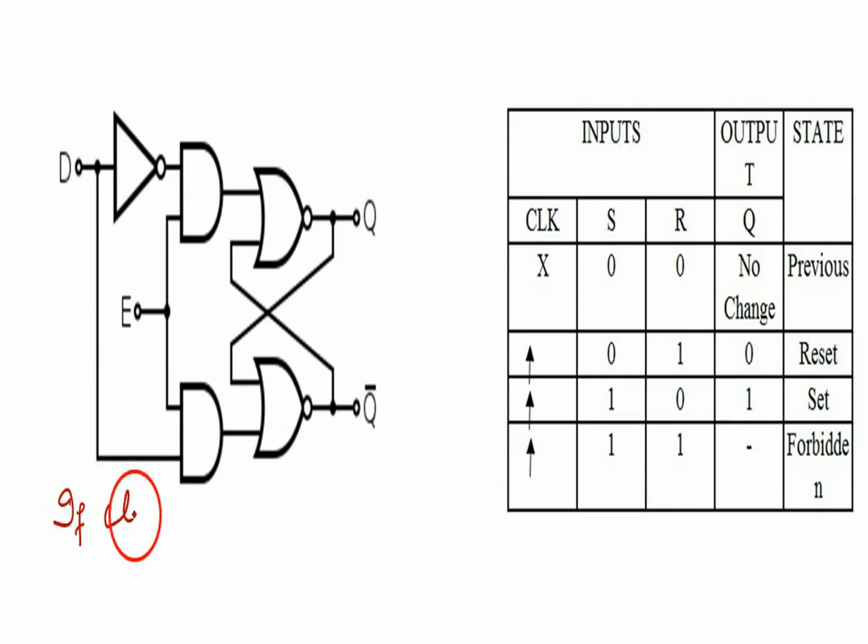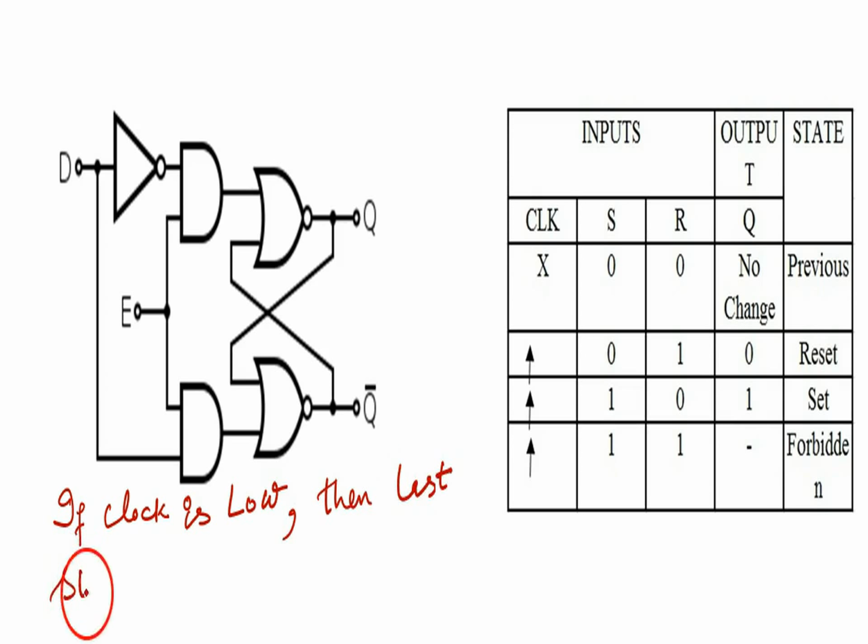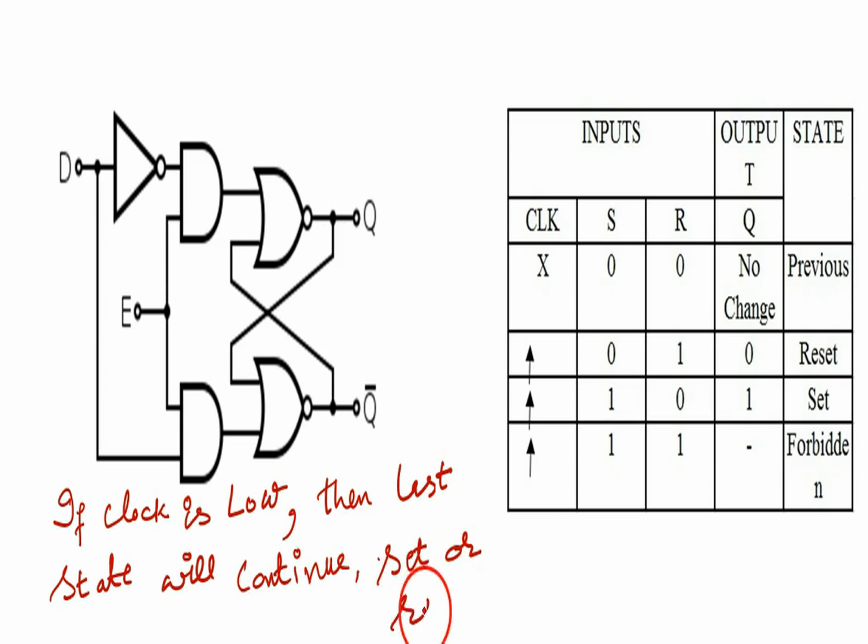Now let's think about what happens if the clock goes low. If the clock is low, the outputs of the AND gates give low, and when the outputs of the AND gates are low, whatever the previous state, it will be retained as it is. It will exist as it is when the clock is low, because the outputs of the two AND gates become zeros or the low level. That means the previous state holds, and the changes at D will not be transmitted to the output when the clock is low.